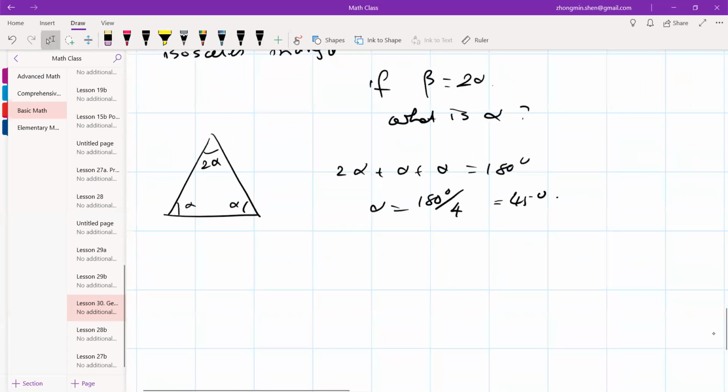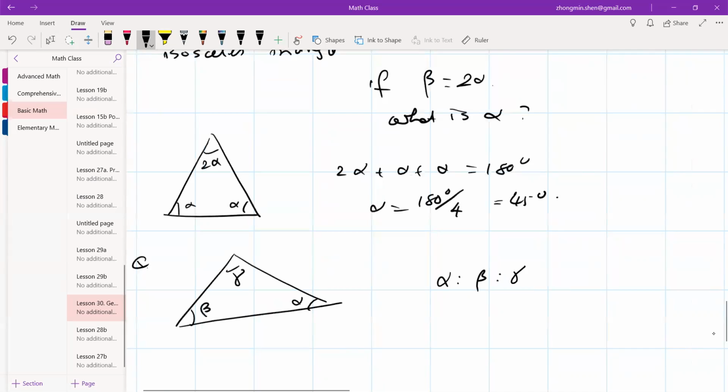All right, I have another question. So I have a triangle. This is the alpha, this is the beta, this is the gamma. The ratio of alpha to beta to gamma is going to be 1 to 2 to 3. I'm in honors math and ELA. Find the alpha.